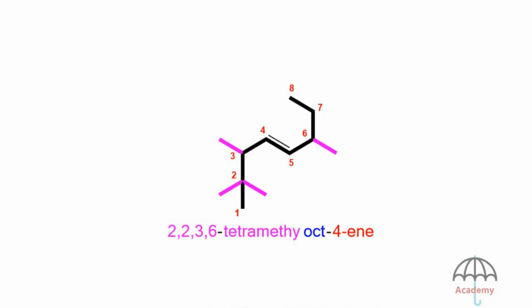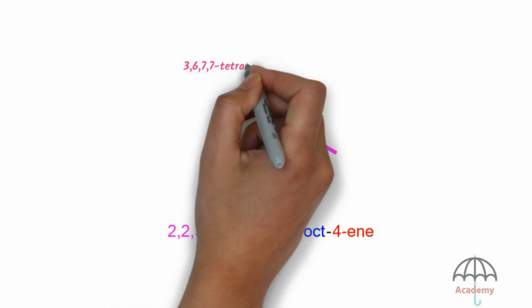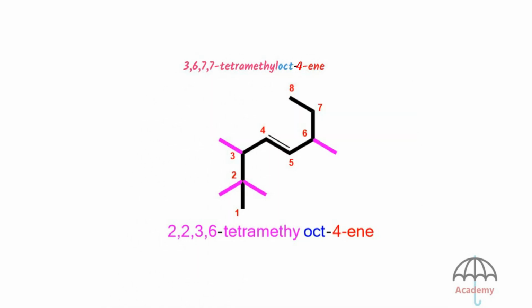Consider this molecule, and check out how the numbering has been started from the bottom carbon. The double bond gets number 4. If we start the numbering from the top, the double bond still gets number 4, but the substituents get higher numbers. We have 3,6,7,7-tetramethyloct-4-ene, which is not preferred over 2,2,3,6-tetramethyloct-4-ene.